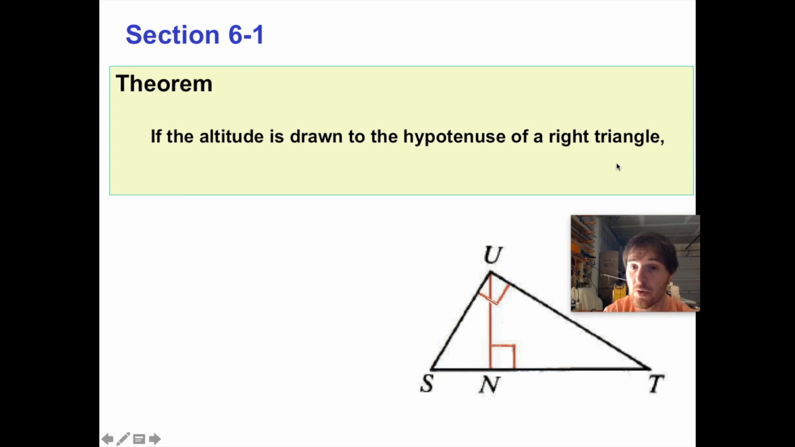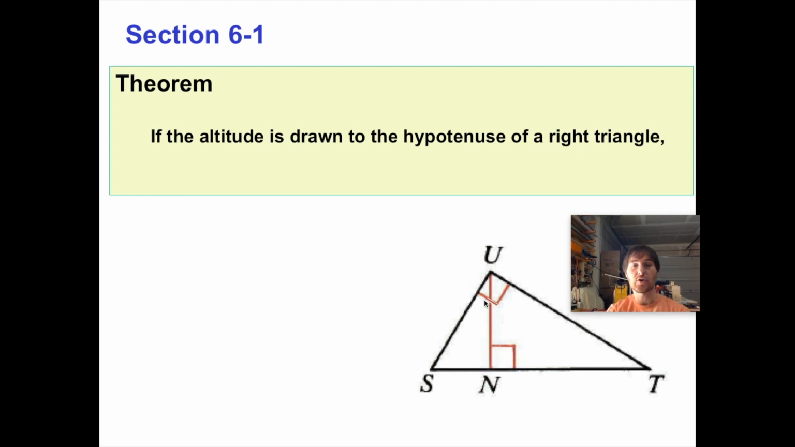So this is only true when we're coming from the right angle to the hypotenuse at a right angle. That's an altitude. Remember, an altitude is drawing a line segment from a vertex of the triangle that's perpendicular to the line containing the opposite side. So if you're doing that from the right angle, it's going to hit the hypotenuse.